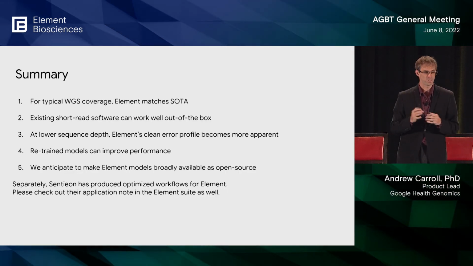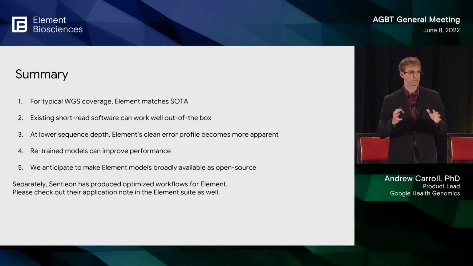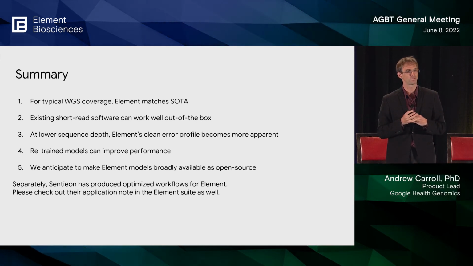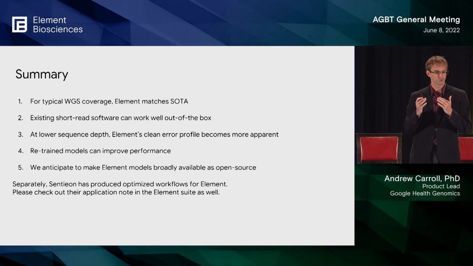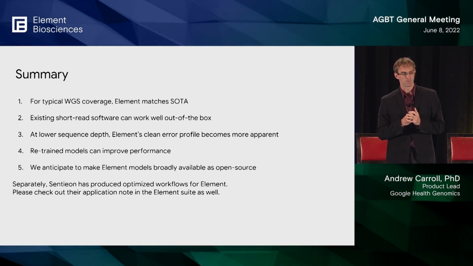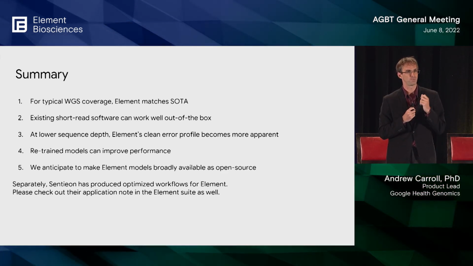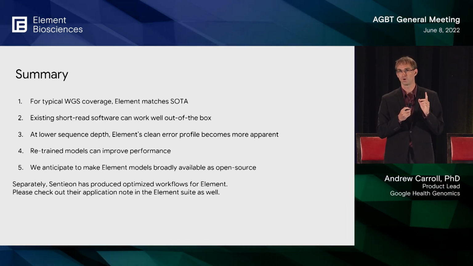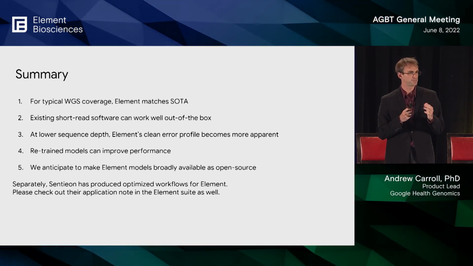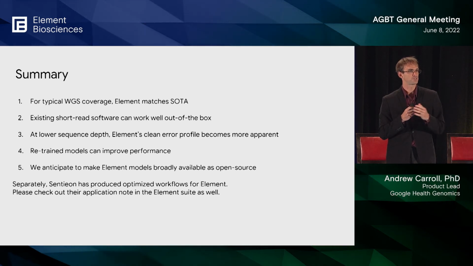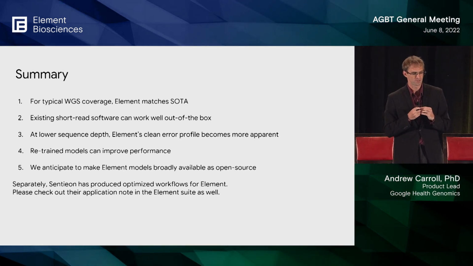So finally, in summary, for typical whole genome coverage, Element is clearly able to match state-of-the-art with even currently existing workflows without any modification, at least in the ones that I've looked at. There's existing short-read software, and it works well out of the box. When you go to low sequence depth, there does seem to be this cleanness in the error profile, which might enable other applications. It's maybe less relevant for deep coverage variant calling, but for things like somatic detection, cell-free DNA, or low-pass calling and imputation, are there applications that can take advantage of that apparent additional signature?